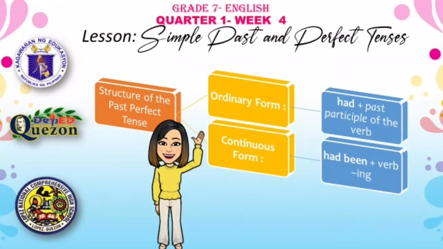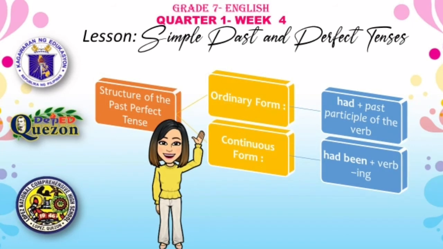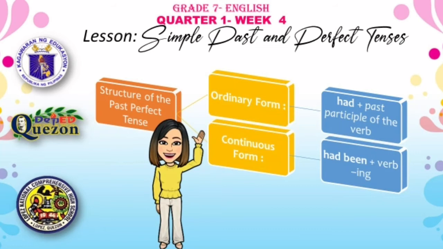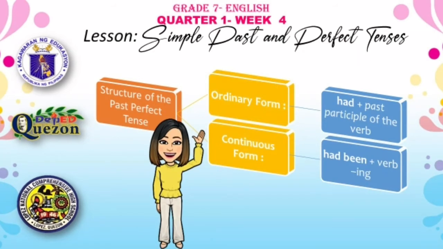Past perfect tense is usually formed using the following structures. The first one is the ordinary form and the second one is the continuous form. In the ordinary form, our structure is had plus the past participle of the verb. In the continuous form, our structure is had been plus the verb with ing.